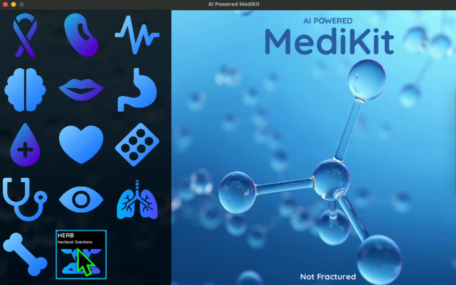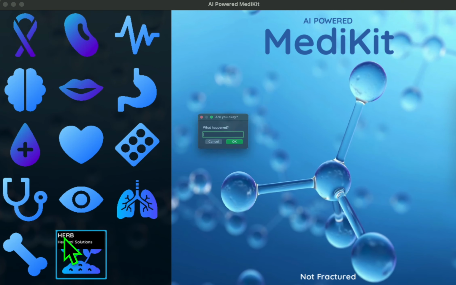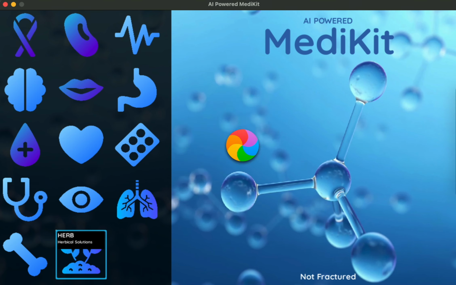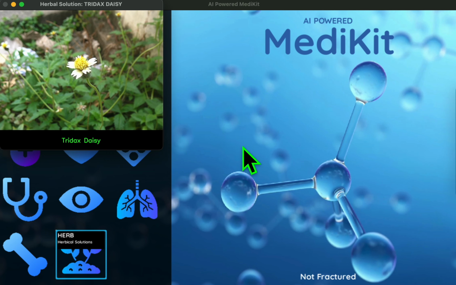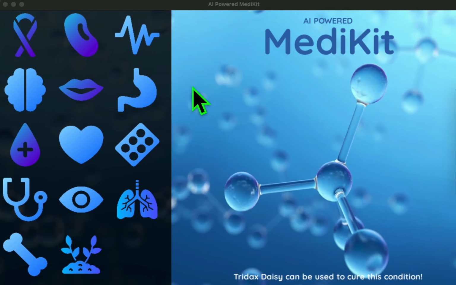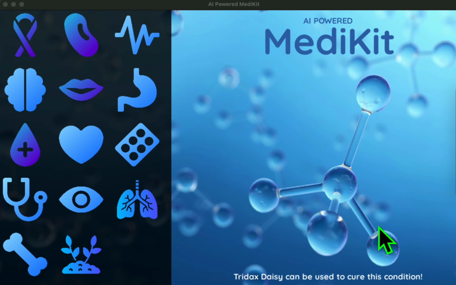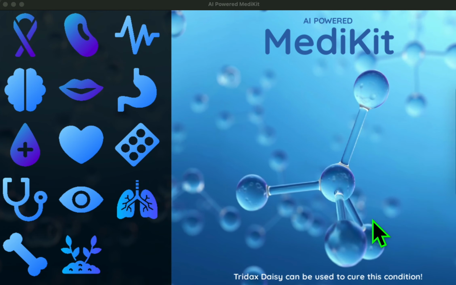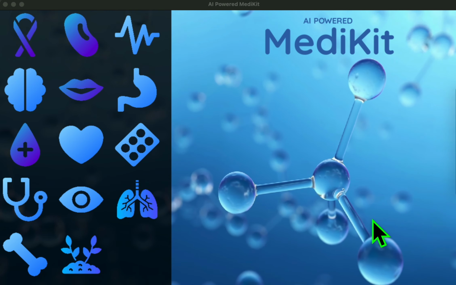And we have herbs. If I want some herbal solution, what happens? Like I have fever and cold. Okay. So it will give us one herbal solution. We can use this Tridax to cure the condition. Tridax can be used to cure this condition. Also, we have some other herbs. They are updated in a meta file, meta.json. So it is not a classification, it is a text similarity search.